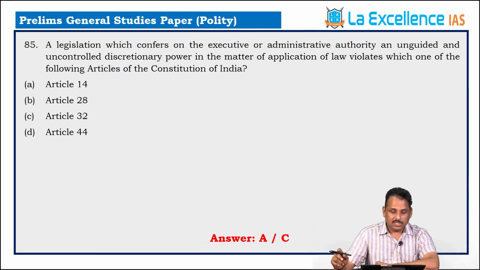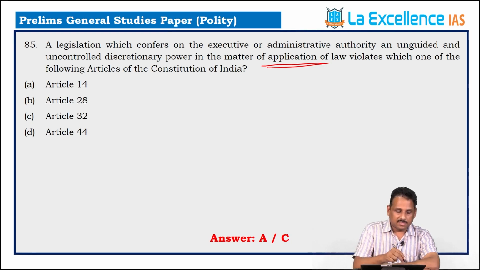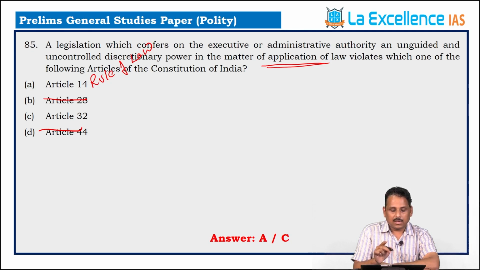A legislation which confers on the executive an administrative authority an unguided and uncontrolled discretionary power in the matter of application of law. Obviously, if legislative work is not being done well, this can be questioned. If it is damaging the rights of the citizens, it can be questioned. So in this case, obviously B and D can be removed without any question. But rule of law comes under Article 14. Whenever discretionary or uncontrolled power is given, that is a damage to the rule of law.